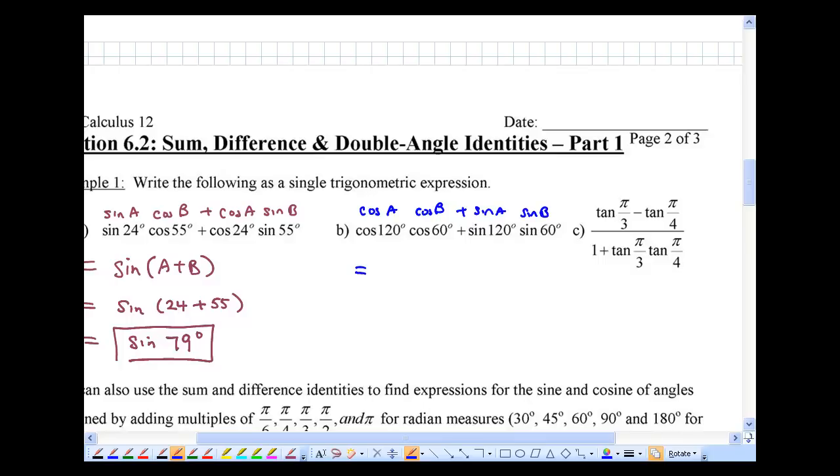This one seems to be cosine of A minus B. That's just cosine of 120 minus 60. And that's just cosine of 60 degrees. Okay?